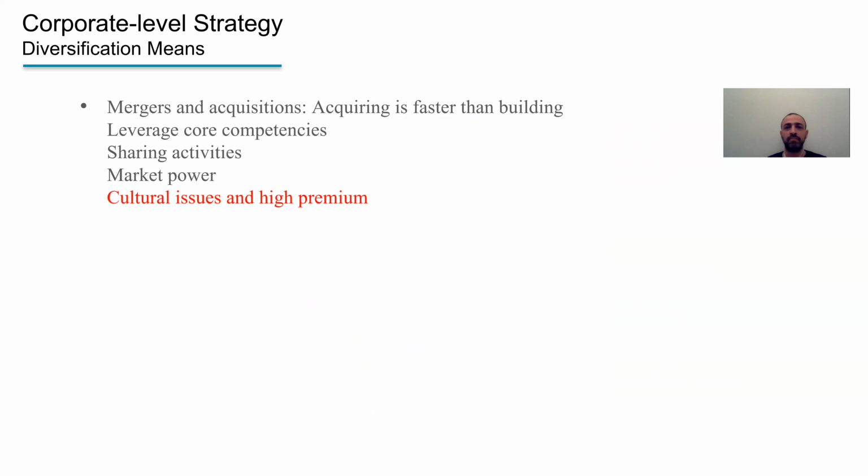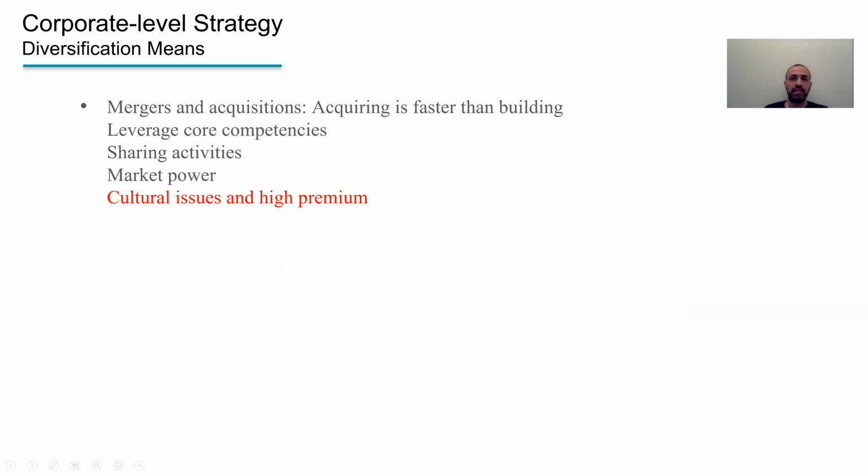So first we have mergers and acquisitions, and generally acquisition is always faster than building. For example, if you want to have a license and it takes 2 years, the best way is to buy a company that already has that license. And during a merger and acquisition, you leverage the core competencies. There are shared activities. Some assets could be shared, so the cost will be down. The cost will be spread over different products, and you will have market power. You will have control over your supply, but you will face mostly cultural issues and a high premium, because you have to pay a lot of money exactly in the beginning.